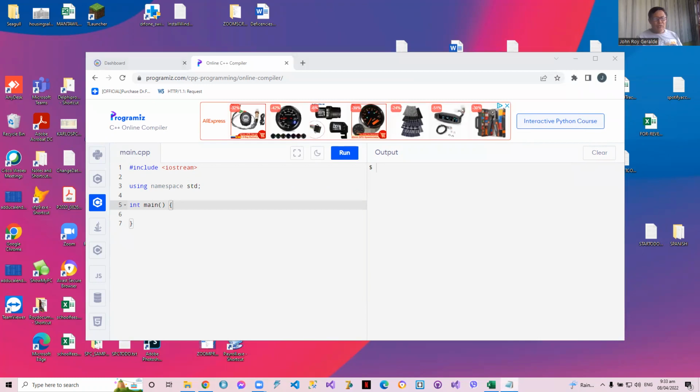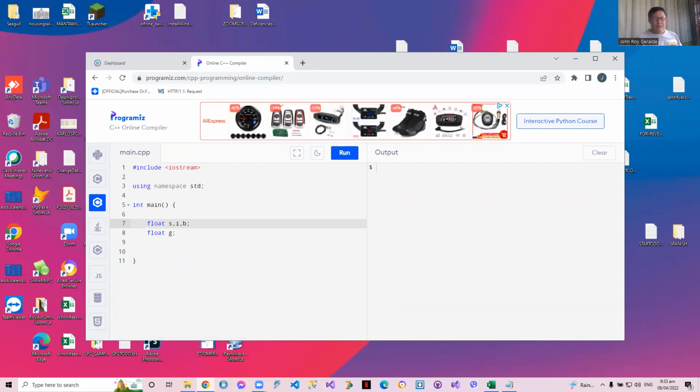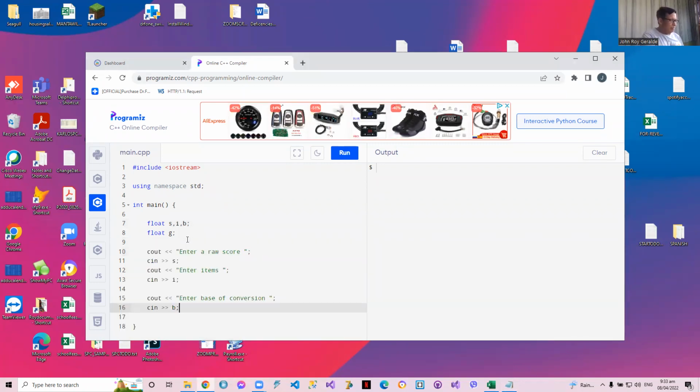So first, what you do is you declare variables, right? Now, in the analytical engine, right away we have variables, and we don't have data types. Here we have data types. Unlike in Python, they don't have data types also. So we are declaring three variables: float S for score, I for items, B for base, and G for the grade. You can put it in one line. Then we ask for the values using cin and cout. Enter a raw score, then we enter items, we enter the base of conversion.